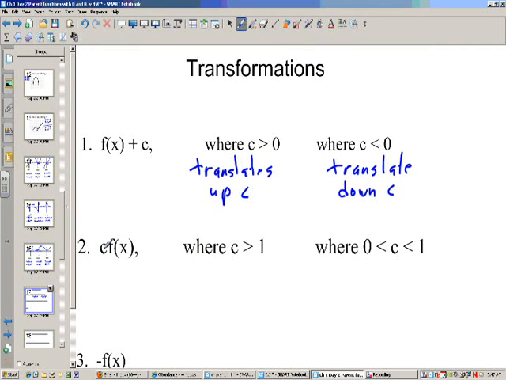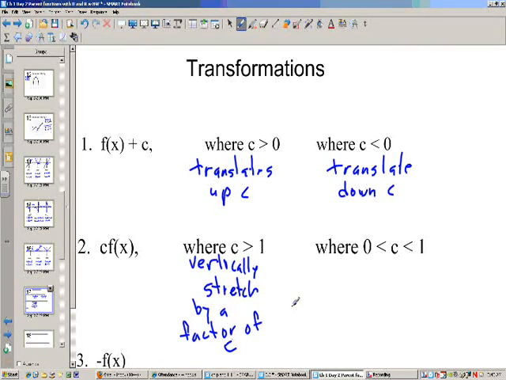Now if we put some number out in front of the function, say if that's 3 times f of x, that's going to vertically stretch a function by a factor of c. Now if it's between 0 and 1, that's going to vertically shrink by a factor of c.